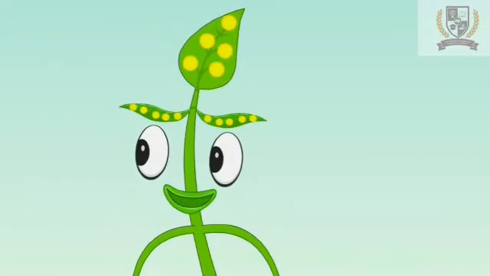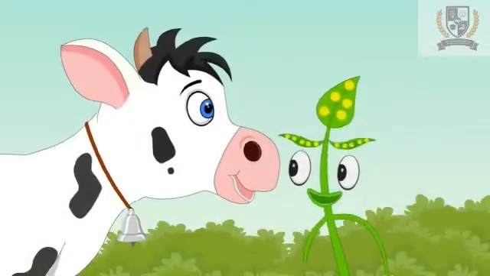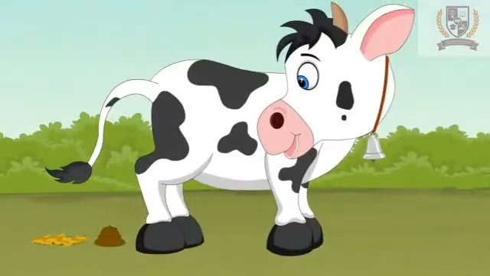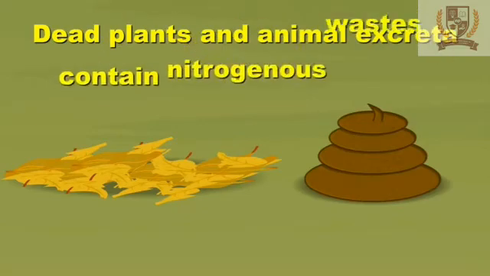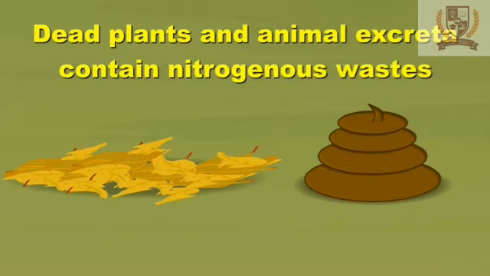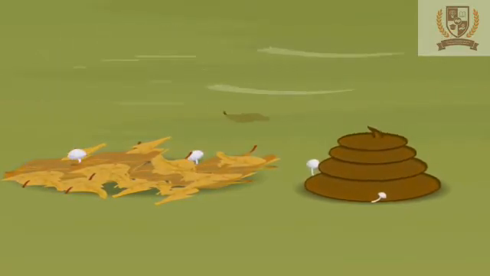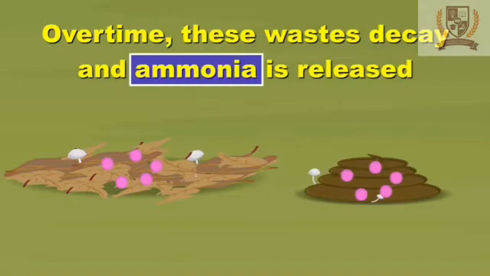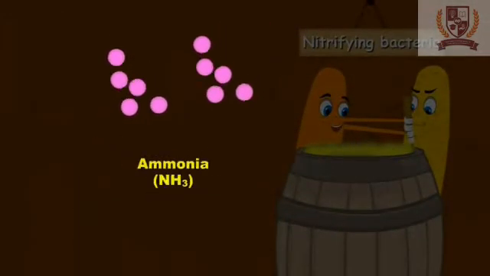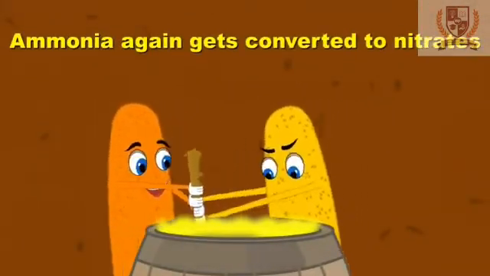Now, the animals that feed on these plants get these proteins and other nitrogen compounds. The dead leaves and the animal excreta contain nitrogen in them. These wastes are decomposed by the bacteria and fungi present in the soil. As the decomposition process is completed, ammonia is released into the soil. The nitrifying bacteria again play their role. They convert the ammonia into nitrates.